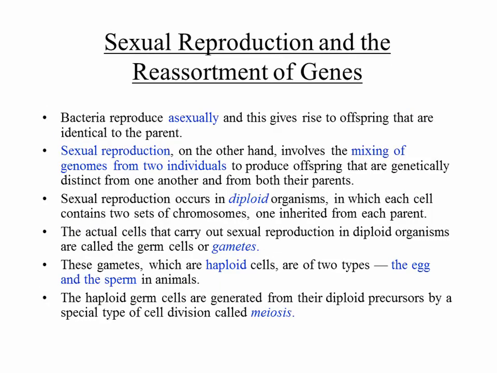All right. So now we come to the last topic in this chapter, right? Which basically focuses on showing the wide amount of genetic variation that arises because of sexual reproduction in eukaryotes, right? Now, in the case of bacteria, they will reproduce asexually, and this gives rise to offspring that are identical to the parent, right? Sexual reproduction, on the other hand, which is what you have in the case of eukaryotes, involves the mixing of genomes from two individuals to produce offspring that are genetically distinct from one another and also from both their parents, right?